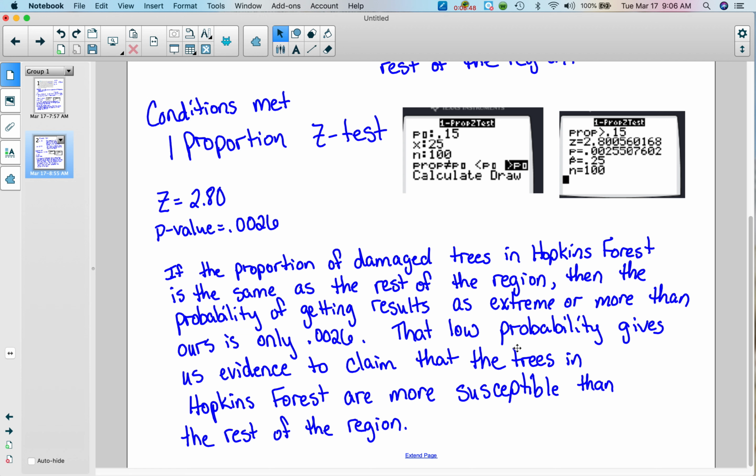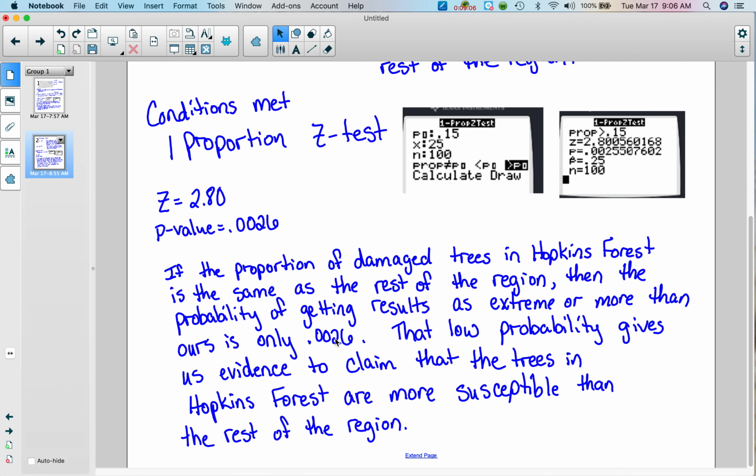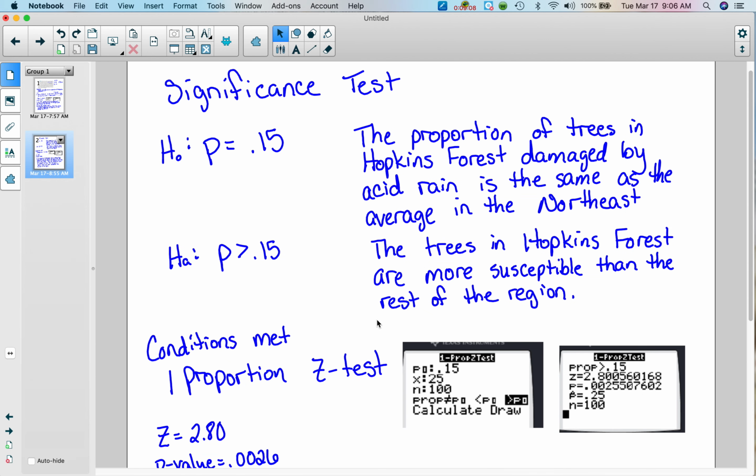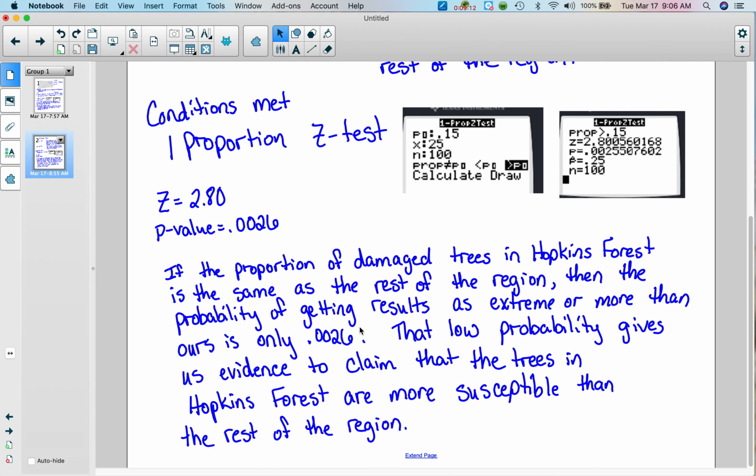That low probability gives us evidence to claim that the alternative hypothesis is true, but put it in context: that the trees in Hopkins Forest are more susceptible than the rest of the region. Look what I said, exactly. The trees in Hopkins Forest are more susceptible than the rest of the region. I'm saying the alternative is true, but I'm using the words. That's why taking time to think about these words is worth it, because you're going to use those when you make your conclusion. Now, I want to point something out to you.